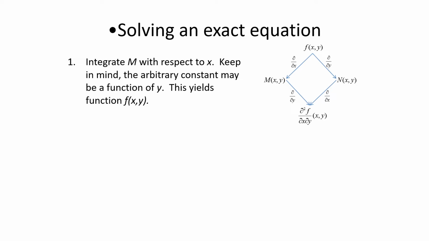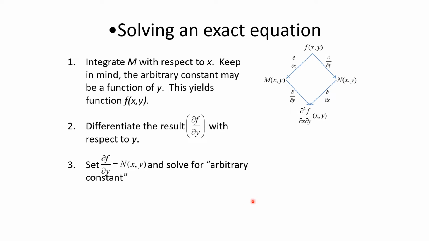All right, after we figure out what f is, we'll come down to the other side. We'll take the partial derivative with respect to y. Since we're over here on the right-hand side of the diamond, that partial derivative should be equal to n. So if we set the partial of f with respect to y equal to n, that's going to allow us to solve for that arbitrary constant or that arbitrary function. And then finally, we'll set that solution equal to c to get our overall answer.